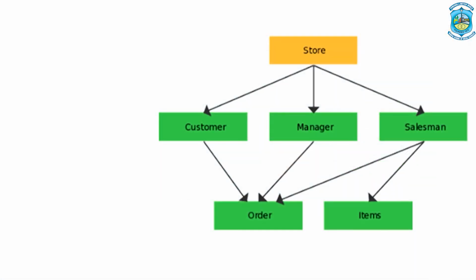Another example, we have a store. A store can have customer, manager and salesman. Manager can place an order, customer can place an order, salesman also can place an order, right? So we have more than one parent to a single child.